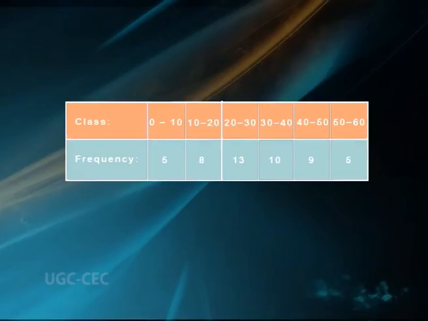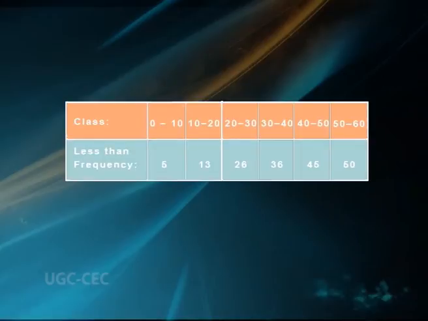As an illustration, consider the following frequency distribution: classes 0 to 10, 10 to 20, 20 to 30, 30 to 40, 40 to 50 and 50 to 60. Corresponding frequencies 5, 8, 13, 10, 9 and 5. In a less than cumulative frequency distribution, the cumulative frequencies are as follows: classes 0 to 10, 10 to 20, 20 to 30, 30 to 40, 40 to 50 and 50 to 60. Corresponding less than frequencies 5, 13, 26, 36, 45 and 50.